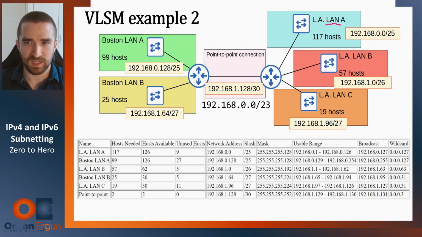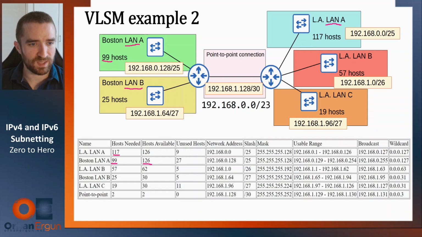Okay, so that was LA LAN A. The next largest subnet after that was Boston LAN A with 99 hosts. Okay, so we needed 99. We again had to use a /25 prefix length, which gives us 126.